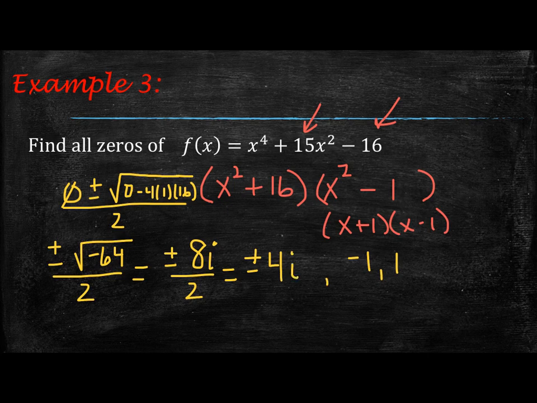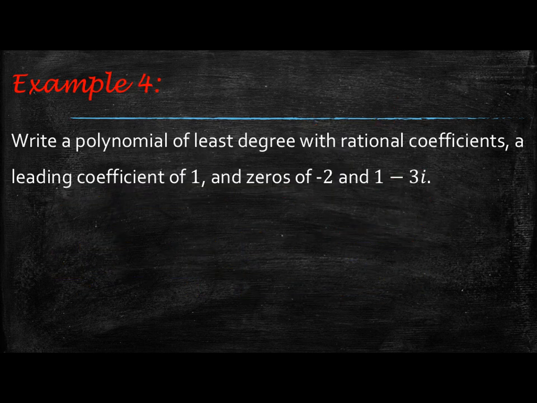So there are my solutions: plus or minus 4i, negative 1, and positive 1. Now let me add here that if you didn't recognize that this factored at the beginning, you can always go to your graphing calculator and look for some whole number zeros and then use synthetic division like I did on that previous example to get the polynomial down to something that you can use the quadratic formula on.